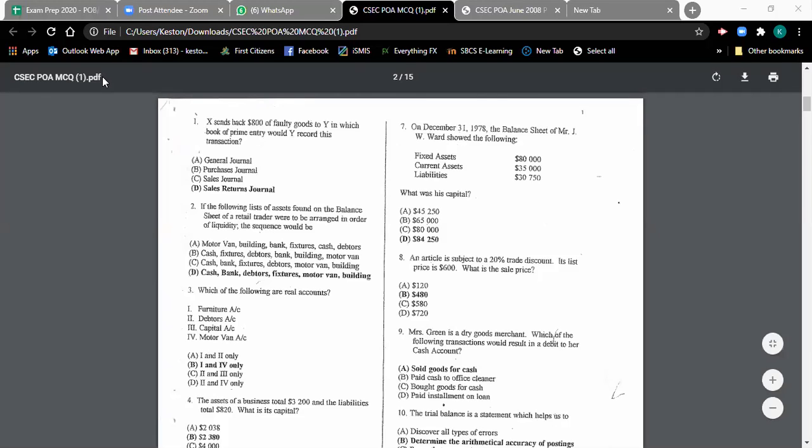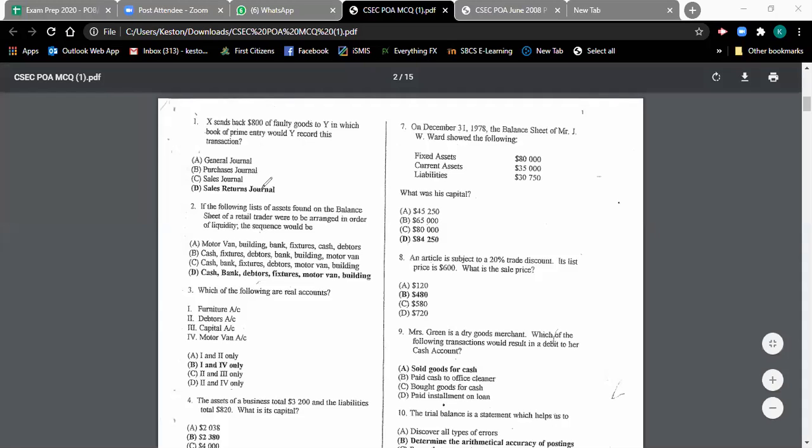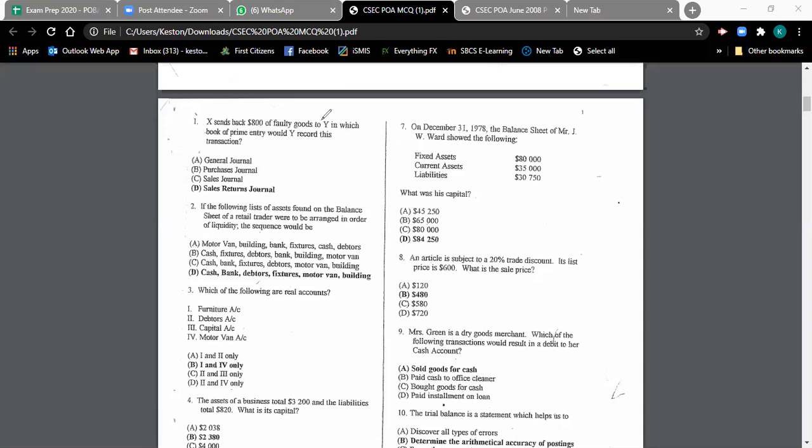Right, so X sends back $800 of faulty goods to Y. In which book of prime entry would Y record this transaction? Right? Y is the person that is selling the goods. X sent it back to him. What book Y going to record this in? Very good, Shania. ABD. Sales, very good, Ariana. Sales returns journal. Very good.